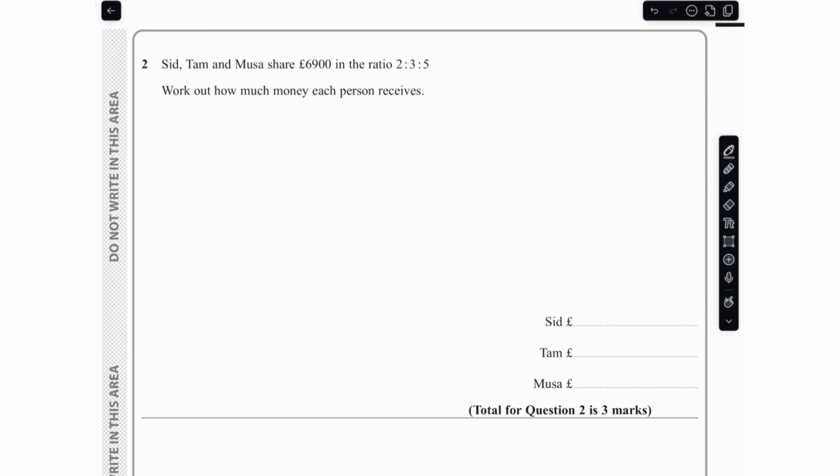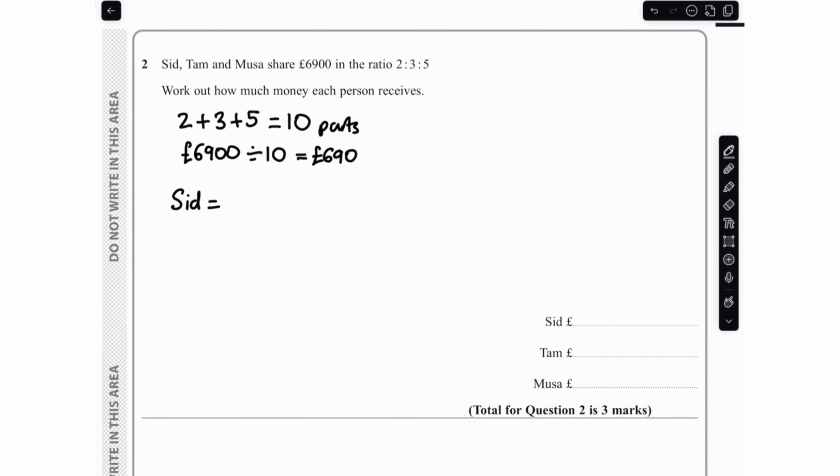In question 2, we are told that Sim, Tam and Musa share £6,900 in the ratio 2 to 3 to 5. Work out how much money each person receives. So the first thing we need to do is add their ratios. So 2 plus 3 plus 5 equals 10. And so we have 10 parts. The next step is to divide the amount of money they share into these 10 parts. So we have £6,900 divided by 10, and that equals £690. And finally, we can multiply £690 by each of the ratios to know how much each person receives.